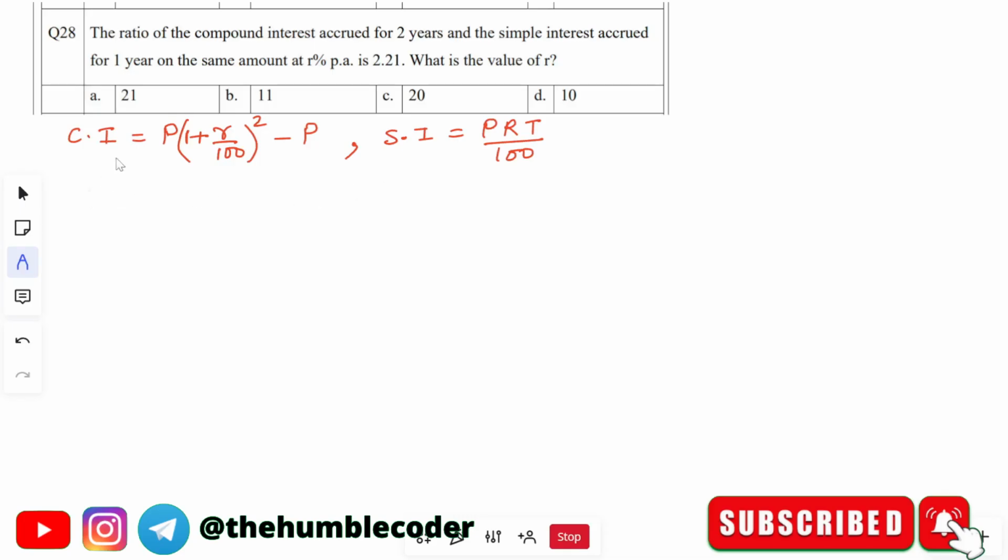In the question, what is given to us is compound interest accrued for 2 years, which means compound interest for 2 years. For this we will write down the formula now. So compound interest for 2 years will be how much? Here it is not actually square, it is n.